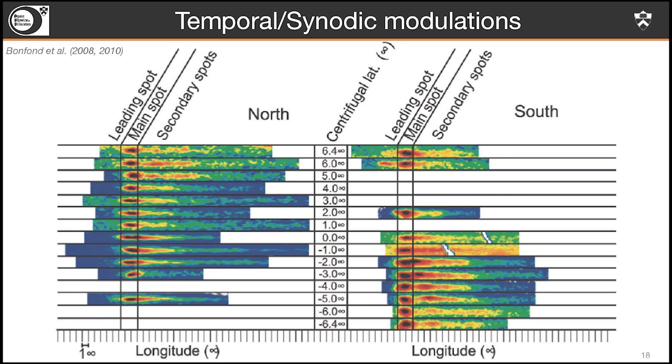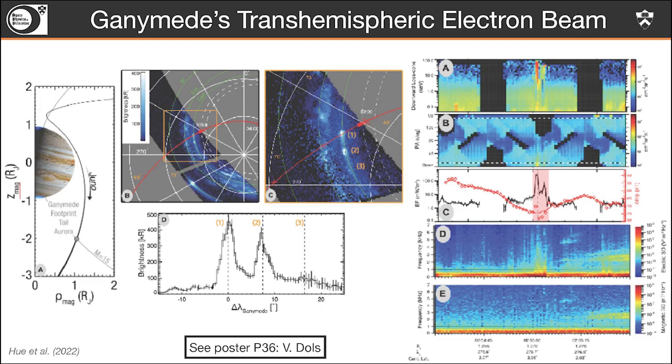But what's been really exciting is that with Juno, we've been able to challenge and confirm or contrast some of these theories. This is a very recent paper by Vincent Hue. And just like we got lucky to fly through Io's main Alfvén wing, we flew through Ganymede's transhemispheric electron beam. Here you can see Ganymede's main spot and transhemispheric electron beam coming from the opposite hemisphere. Here we were in the south, so these are electrons coming from the north. And I'll just focus your attention up here.